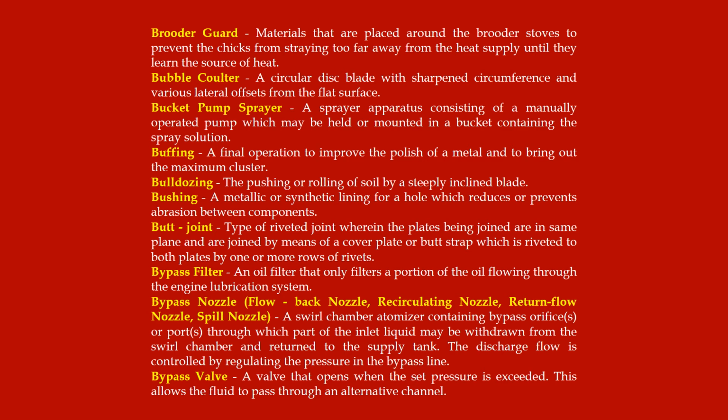Butt joint. A type of riveted joint wherein the plates being joined are in the same plane and are joined by means of a cover plate or butt strap which is riveted to both plates by one or more rows of rivets. Bypass filter. An oil filter that only filters a portion of the oil flowing through the engine lubrication system. Bypass nozzle, flow back nozzle, recirculating nozzle, return flow nozzle or spill nozzle. A swirl chamber atomizer containing bypass orifices or ports through which part of the inlet liquid may be withdrawn from the swirl chamber and returned to the supply tank. The discharge flow is controlled by regulating the pressure in the bypass line.